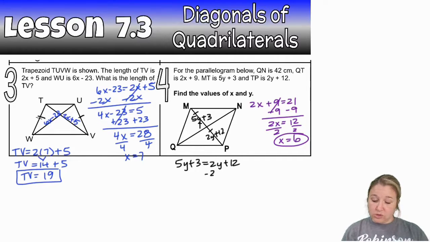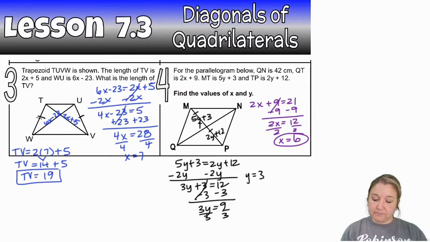And then I'm going to subtract 2y from each side. That gives me 3y plus 3 equals 12. Subtract 3 from each side, and I get 9. 3y is equal to 9. Divide by 3, and y is equal to 3.